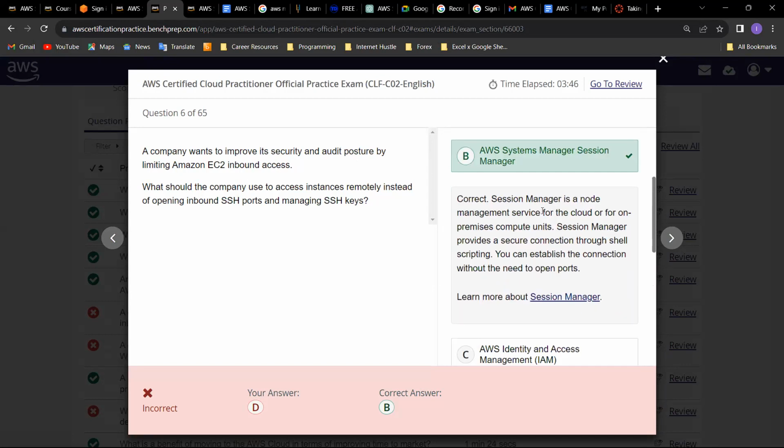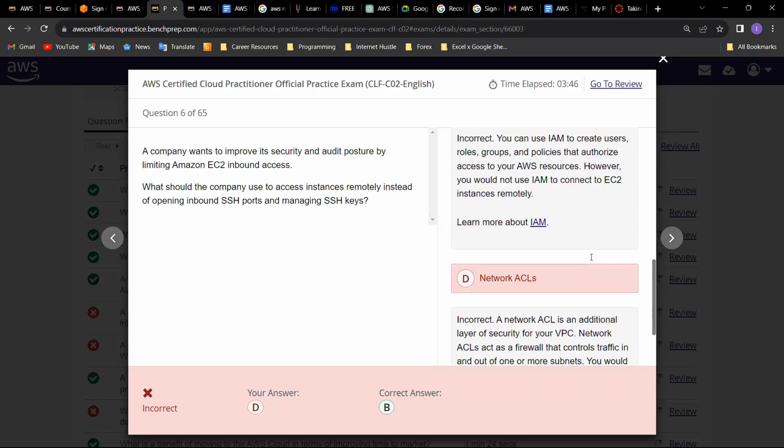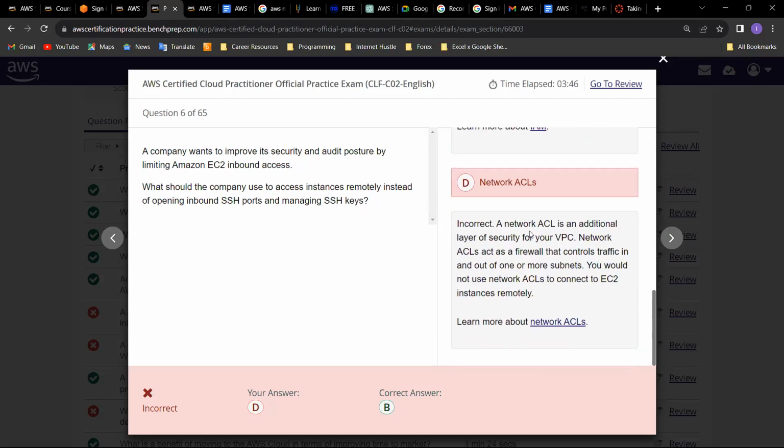So the correct answer is Systems Manager Session Manager. Session Manager is a node management service for cloud or on-premises compute units. Session Manager provides a secure connection through shell scripting. You can establish the connection without the need to open ports. ACL is an additional layer of security for your VPC. Network ACLs act as a firewall that controls traffic in and out of one or more subnets. You would not use network ACLs to connect to an EC2 instance remotely.